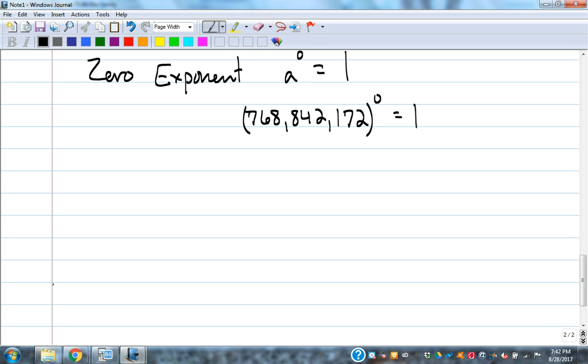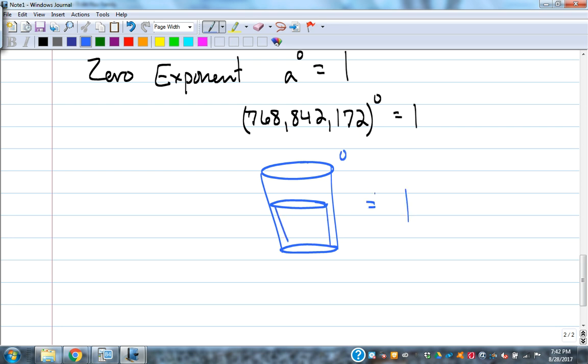Okay, so 0 exponent. I always have to do this. I like to draw, so I don't get to draw very much in here. So a glass of water to the 0 power, still 1. Doesn't matter. Anything to the 0 power is going to be 1. Use that to simplify things. It's going to make things really nice and work out for you. So anything to the 0 power you see, put a 1.